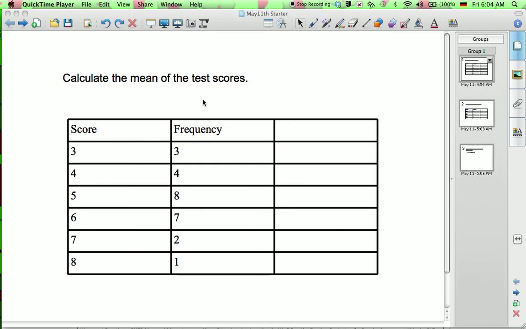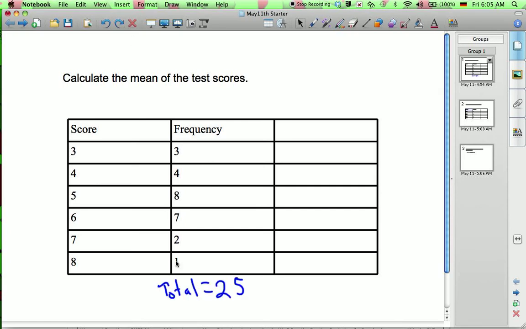Let's take a look at this frequency table. We have some test scores and their frequencies. So this means that 3 people scored a score of 3, 4 people got a 4, and so on. To get the mean of the test scores, the first thing we need to do is add up the total number of students. If you add all these frequencies together, these are the total number of students, 25.